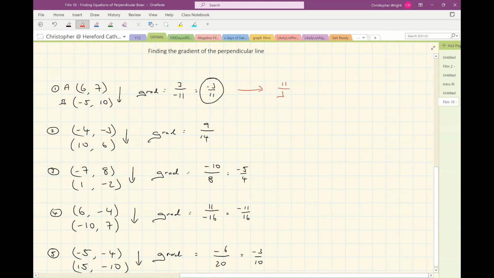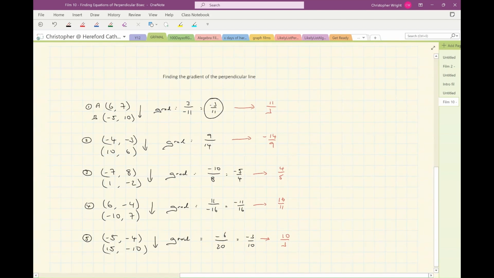Okay, let's do the same here. The gradient of the original line segment is 9/14, so we're going to change the sign, so it's going to be negative, and we're going to flip the fraction over. So the gradient of the perpendicular line is minus 14 over 9. Easy. Change the sign, flip the fraction. 4 over 5. Change the sign, it's going to be positive now, flip the fraction. Change the sign, it's going to be positive, flip the fraction. There you go, and that's how to find the gradient of a line that's perpendicular to the gradient that you know.